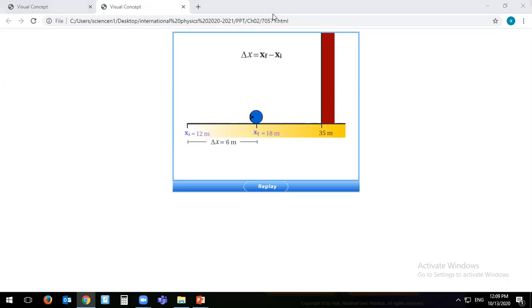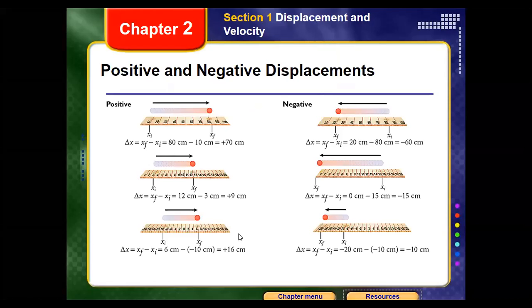Okay, as you saw in this video, displacement is the difference between the final position and the initial position of the object. Now we have here sometimes negative and sometimes positive displacement. This is according to the direction of the motion, not according to the distance it covered, because there is no negative distance. This is the first case, from 10 to 80, and 80 is the final. 80 minus 10 is 70 centimeters. This is the first displacement, and it is in the positive direction.